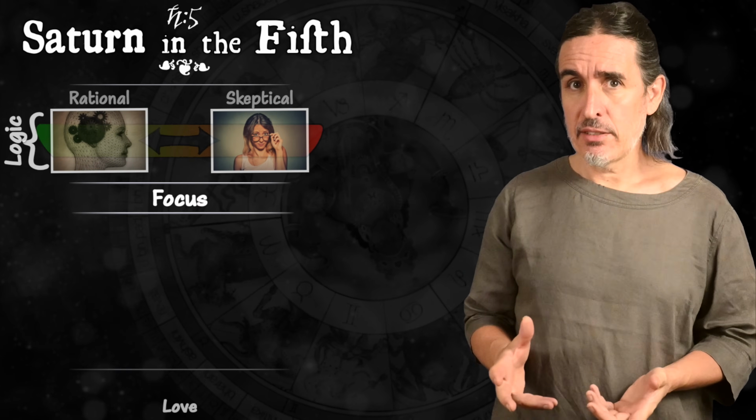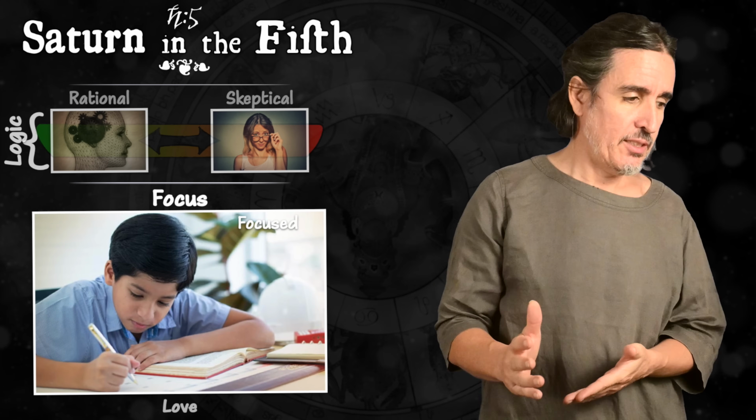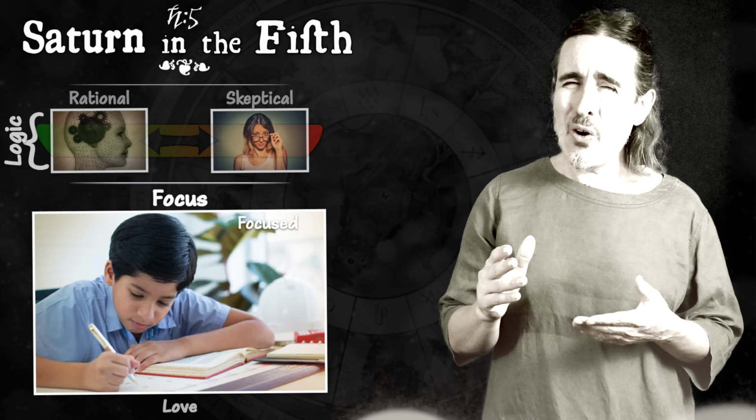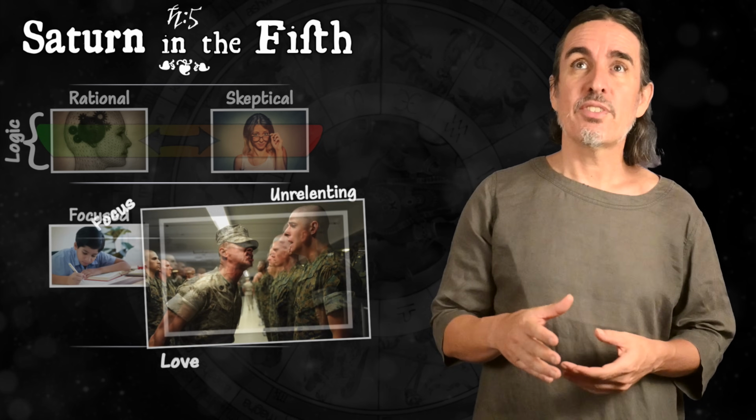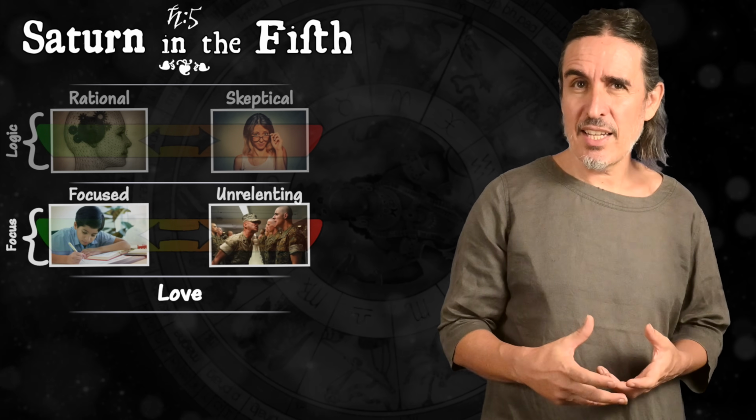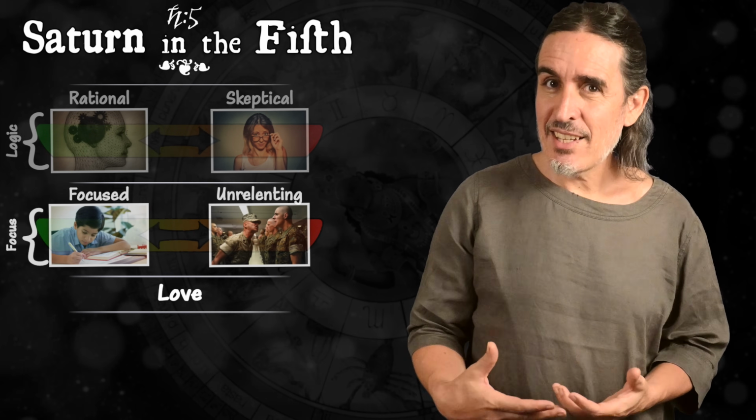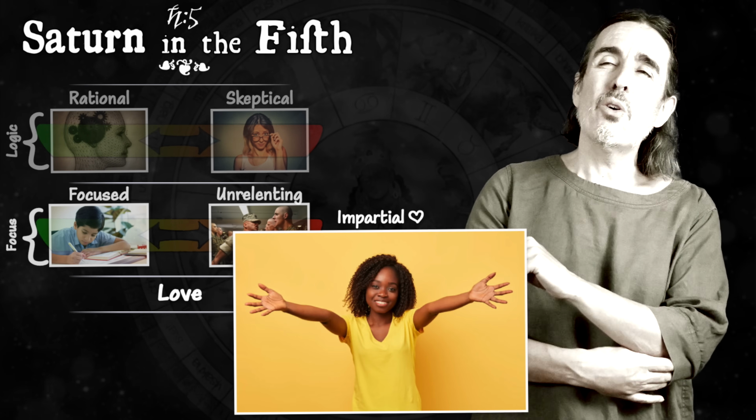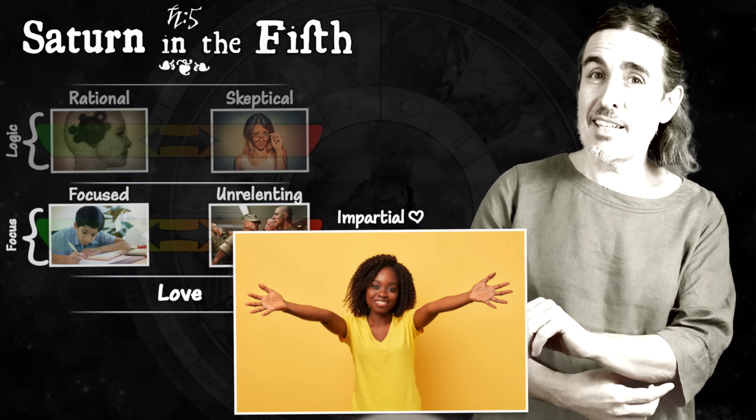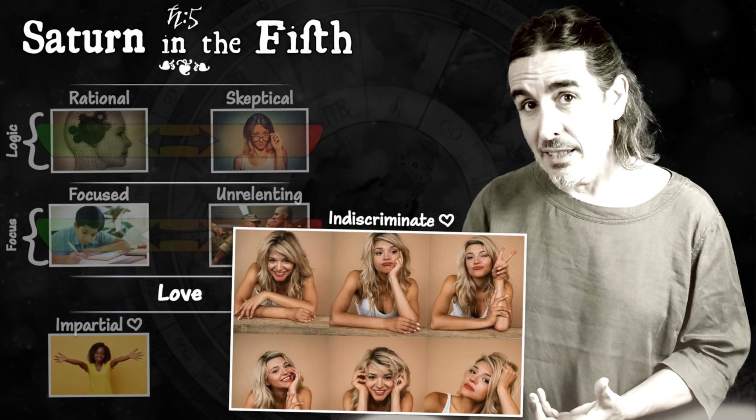With focus, Saturn in the fifth house could mean you have great concentration. You're very focused. Or it could mean that you're overly focused and unrelenting. With love, Saturn in the fifth house in a positive state is objective love, not subjective love. So it's like impartial love. Or if it's negative in the fifth house, it can mean indiscriminate love.